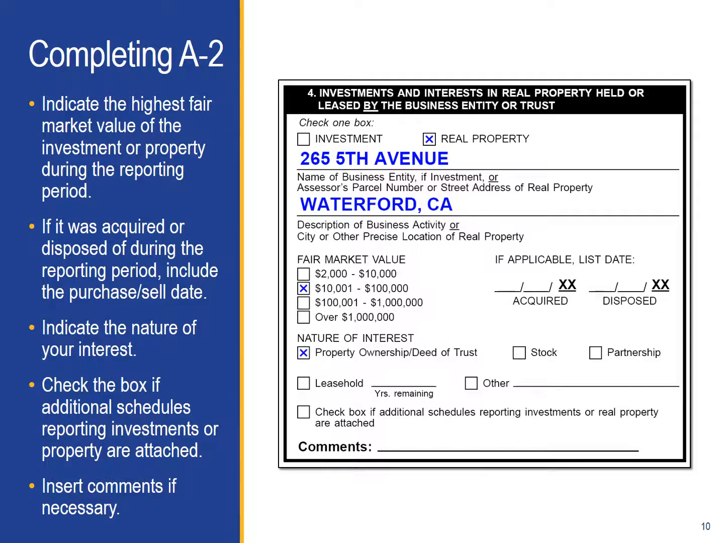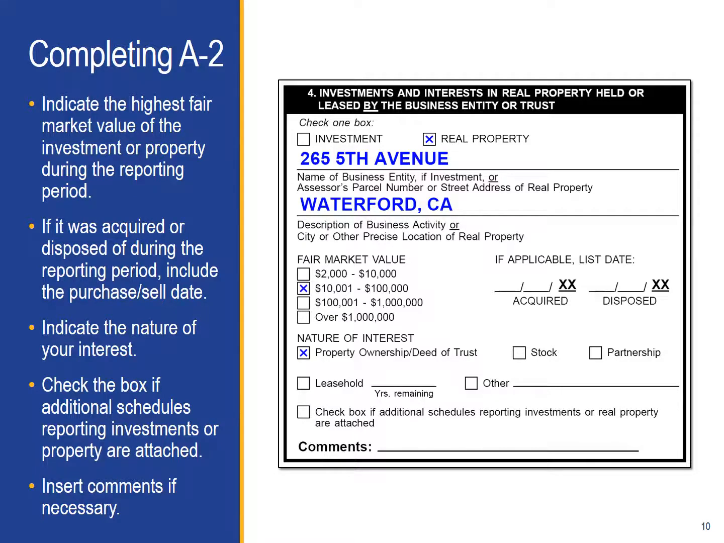Check the box to indicate the highest fair market value of the asset during the reporting period. If you are not sure what that was and you must research the value, you may wish to keep records of your research. If you bought or sold the asset during the reporting period, fill in the dates as indicated. If you own the asset at the start of the reporting period and did not sell it during that time, you do not have to enter any dates. The example on this slide indicates that the filer held the property at the beginning of the reporting period and did not sell it during the reporting period.